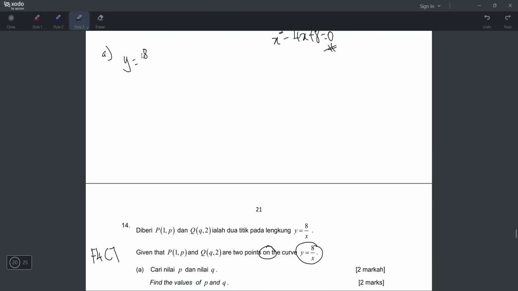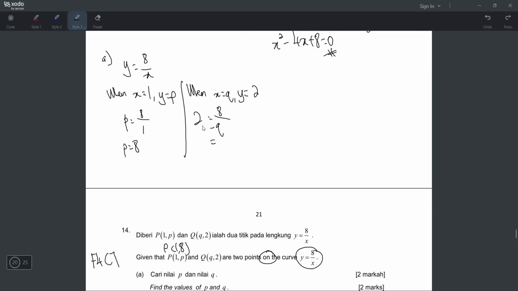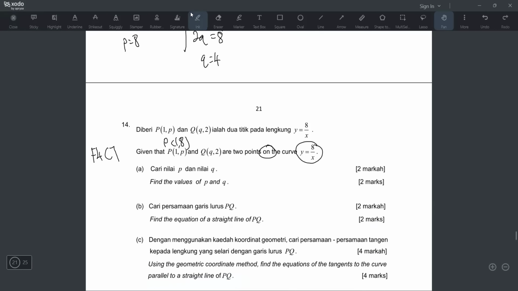So for y equals 8 over x, you just sub lah. When x equals 1, y equals p, and then it becomes p equals 8 over 1, p equals 8, done. That means this one is (1, 8). That's the point P. Alright, and then for the other one also just do the same. When x equals q, y equals 2, so you sub inside, 2 equals 8 over q. Q hantar jadi 2 times q, so 2q equals 8, q equals 8 divided by 2, 4. So the q is 4. That means this one is (4, 2), point Q. Alright, soalan A sudah siap.